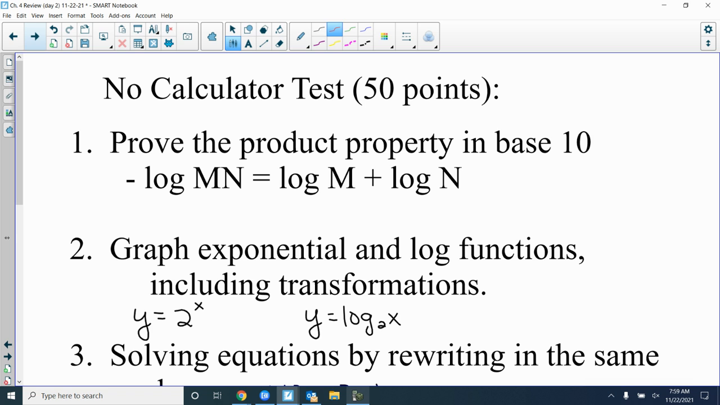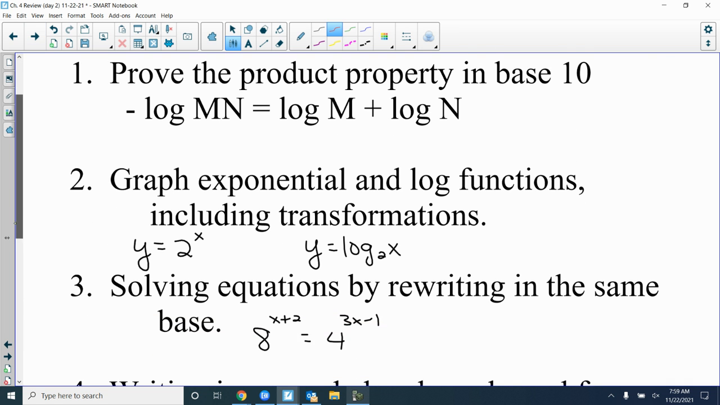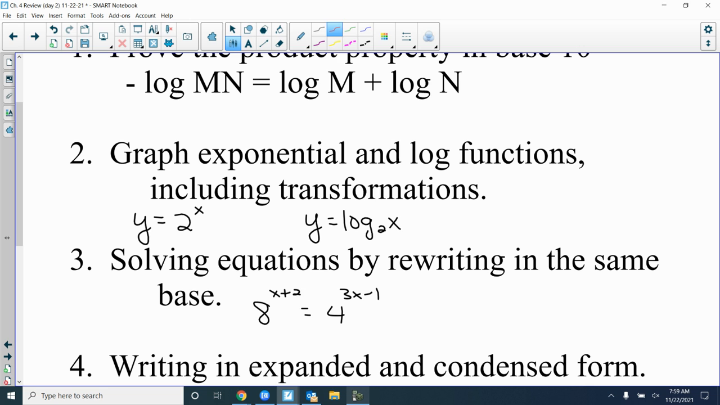We'll do it again. Prove the product property in base 10. It'll just say prove that. Then graph exponential and log functions, including transformations. Those are on the quiz. You're going to get the same thing. They're going to be base 2. I'm not going to throw log base 3 of x or 3 to the x at you. There are your parent functions, with transformations from there.